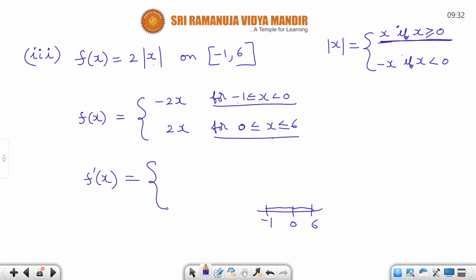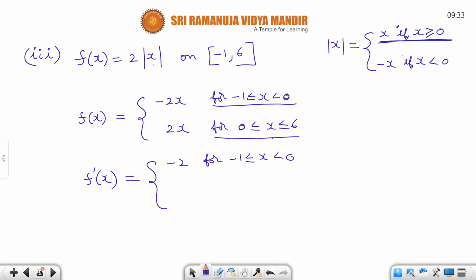What is the derivative of -2x? -2, sir. For -1 less than or equal to x less than 0. See, at 0 the definition is changing, is it not? There you should not put equal to. Okay, this is over.